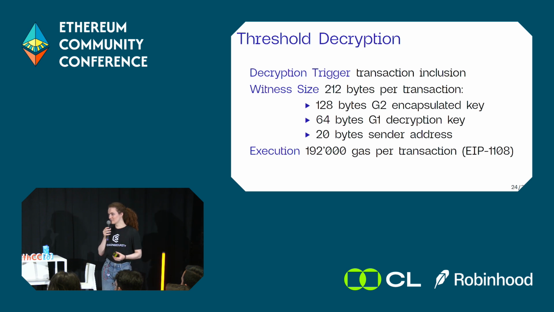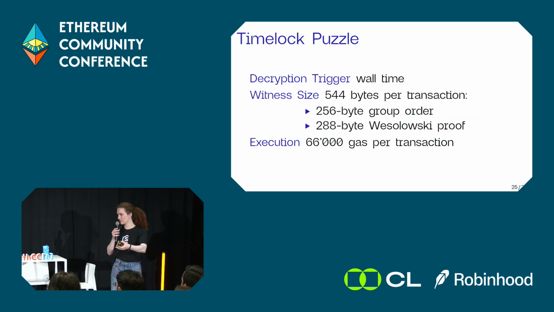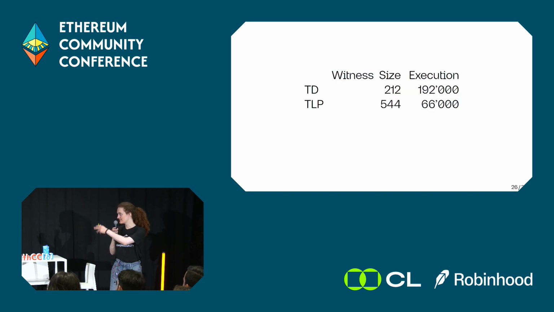So how do we compare the different variants? So here's a summary for threshold decryption. In short, it makes the blockchain execute a bit more computation compared to the benchmarking we've done for the VDF, so 192,000 gas. It's consistent with the EIP 1108, but it adds 200 bytes roughly of witness size. If we look at VDFs, we have the opposite. We have more data that needs to be shared, but we have less execution because verifying the verifiable delay function happens to be a bit faster in this instance. So to put this in a table here.